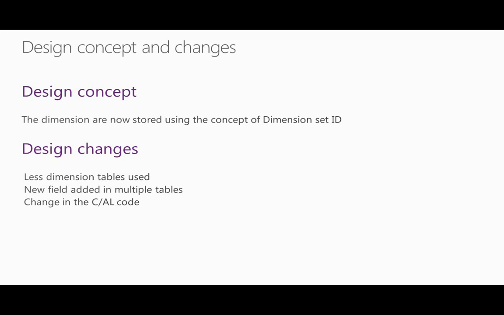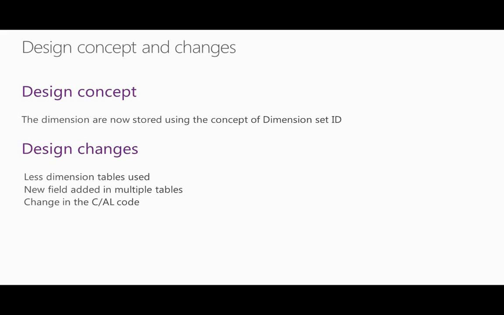We have a new field added in multiple tables. The field is dimension set ID. In every table, like table 17, G/L Entry, or table 39, we have dimension set ID. Dimension set ID is able to retrieve the unique number of the dimension combination used for this specific document. We have different changes in the C/AL code to fulfill the usage of dimension set ID. In most of the posting routines, in most of the tables, we have removed a lot of code and introduced the usage of dimension set ID.